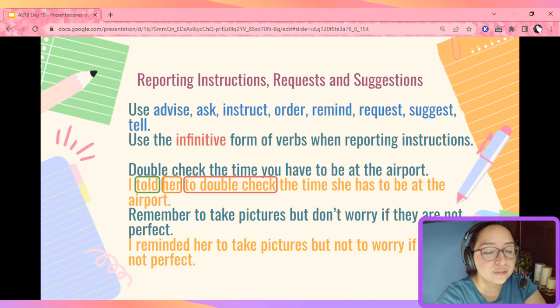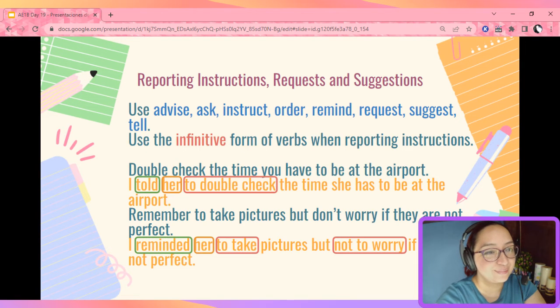Remember to take pictures, but don't worry if they are not perfect. I reminded her to take pictures, but not to worry if they were not perfect. In this case, we're using the reporting verb reminded. We need an indirect object, her, and the infinitive, to take. Now, what happens if you have a negative instruction, like don't worry? Well, you will use this: not to worry.